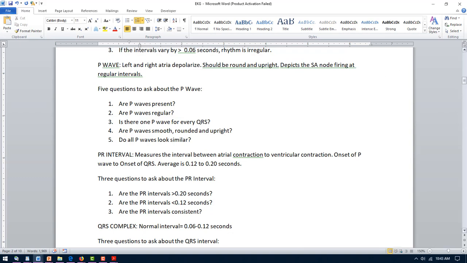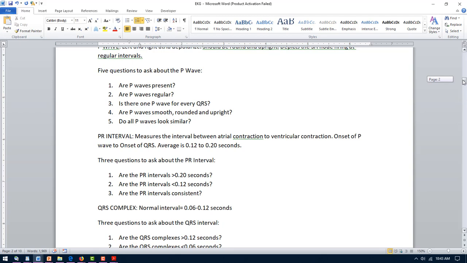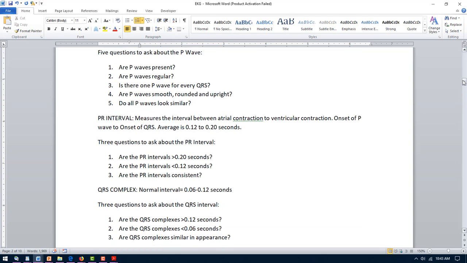Alright, I'm back. So anyways, the PR interval, when we look at that, we're looking at how long it is. We want to make sure that it's in between the 0.12 and the 0.2 seconds, because when it starts to get longer than that, we're looking at a heart block.